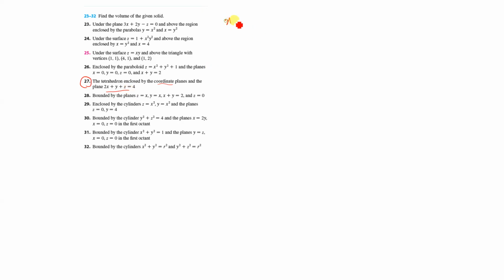That is, coordinate planes are x is equal to 0, y is equal to 0, z is equal to 0. So for this, we have to identify the surface as a function of x and y, so that we can integrate f(x,y) over the region D in order to find the volume. So we have to identify two things: one, the surface, and the other, the region. Okay, let's find out the surface first.